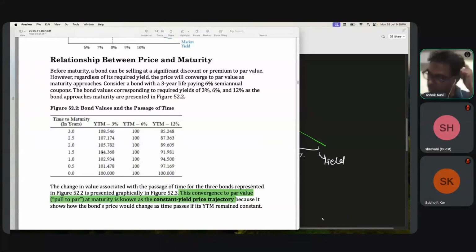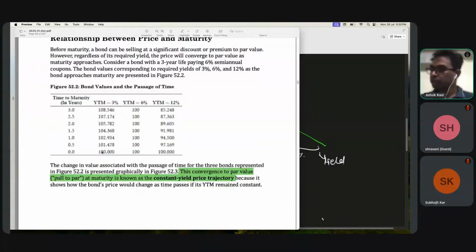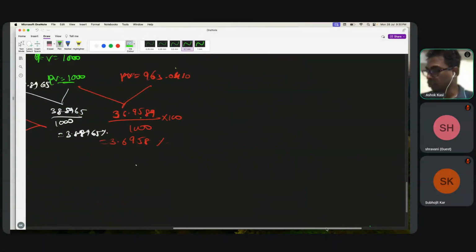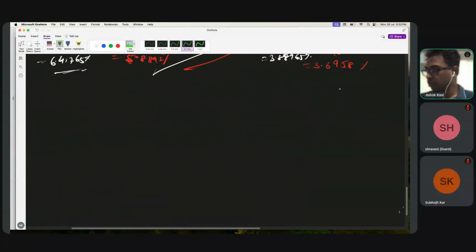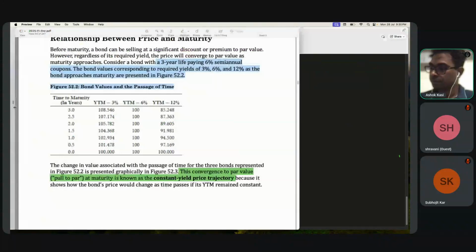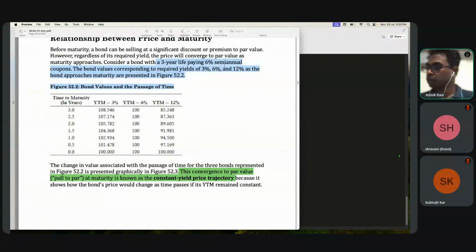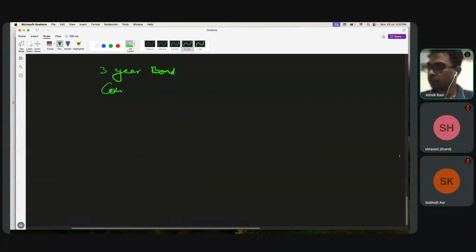This one, constant yield price trajectory. See here, multiple sums have been clubbed together as one sum. So let me simplify the question. Otherwise, the answer is easy. See, 3-year bond. Coupon is 6% per annum, paid semi-annually.